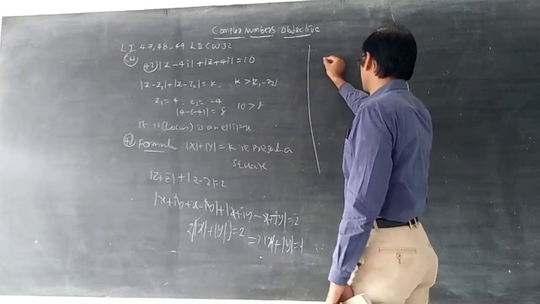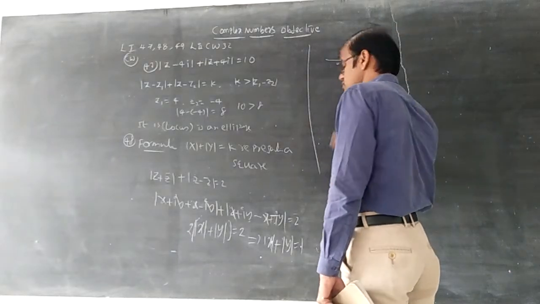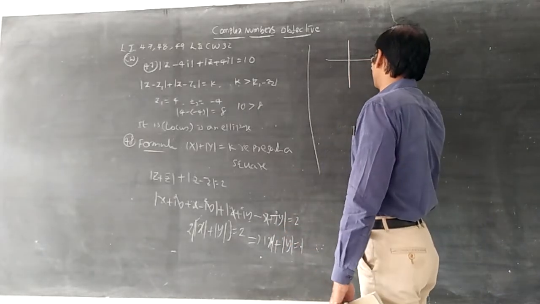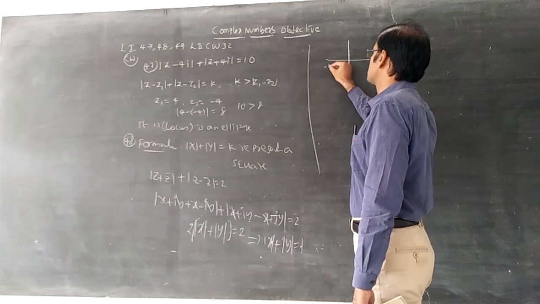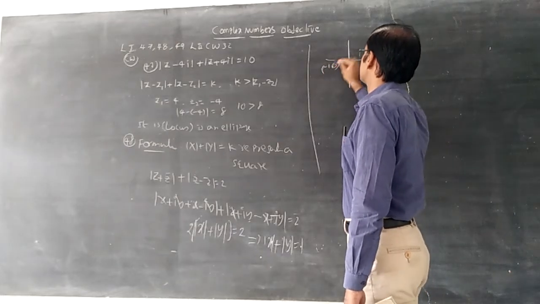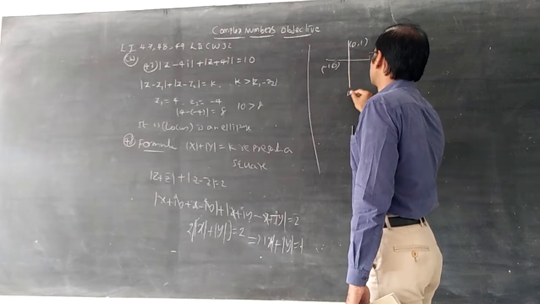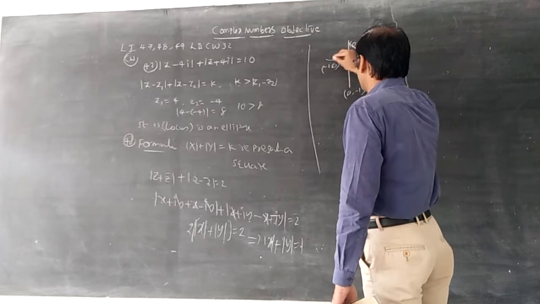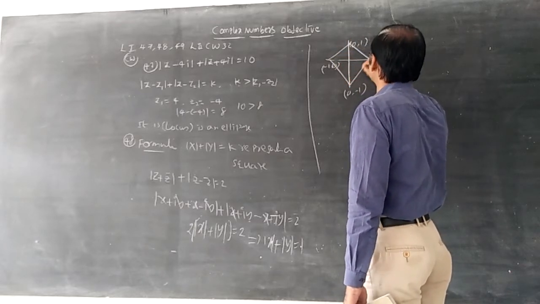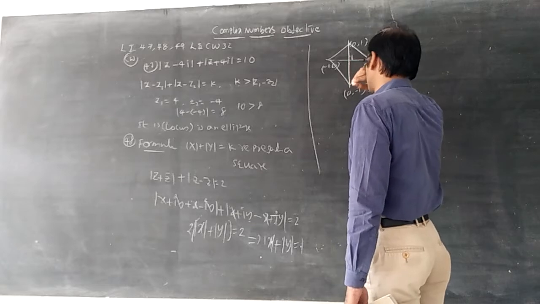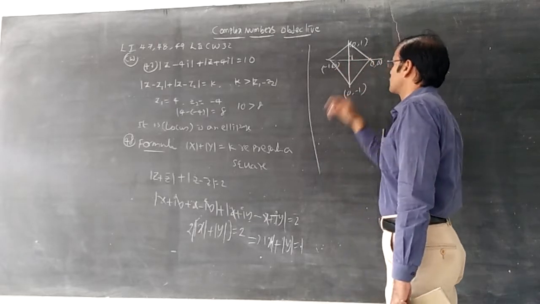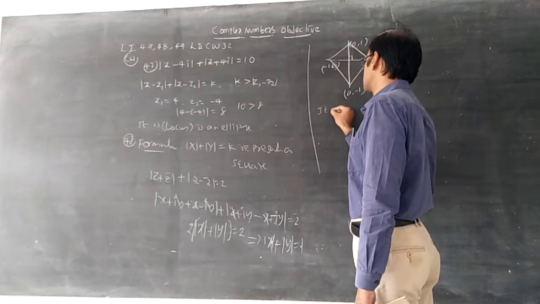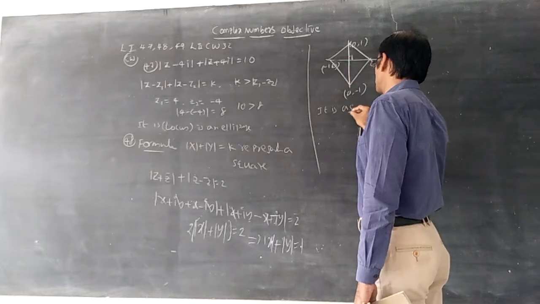You can understand this: whenever you put y equal to 0, mod x gives 1, so x is equal to plus or minus 1. So here 1 comma 0, here minus 1 comma 0. This is 0 comma 1 and this is 0 comma minus 1 if you put x equal to 0. Join like this. The diagonals bisect each other and are perpendicular, all sides are equal, diagonals are equal. The concept is a square. The locus is a square.